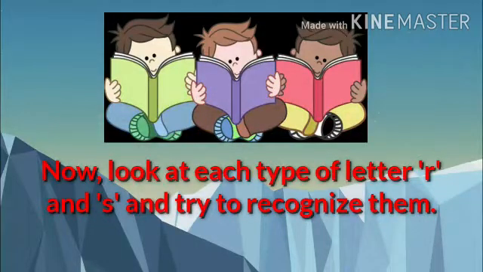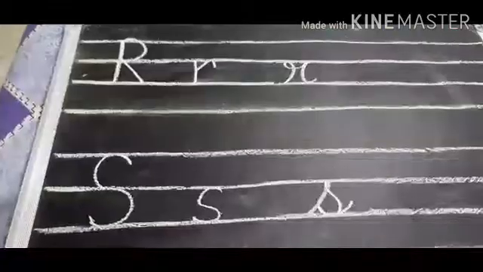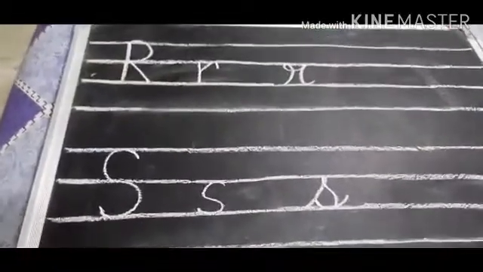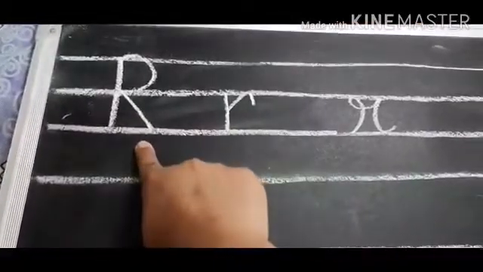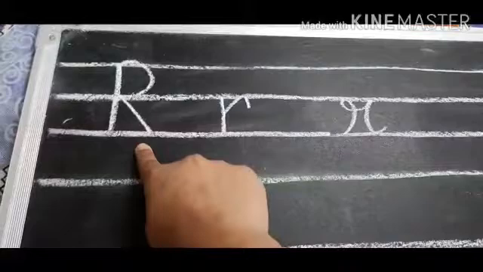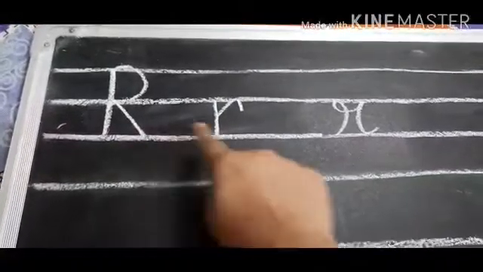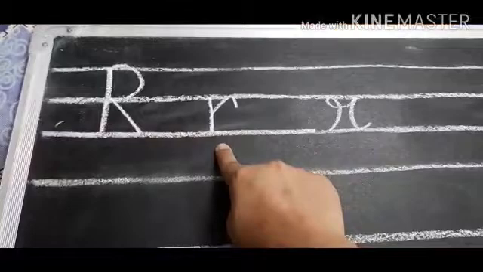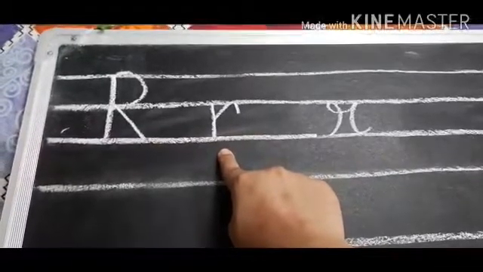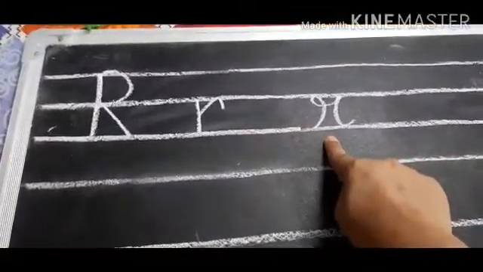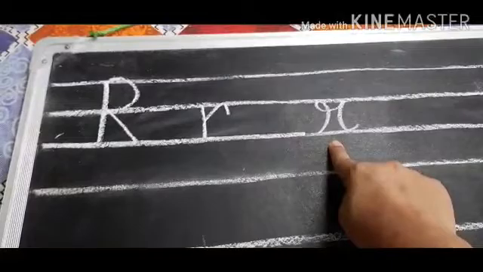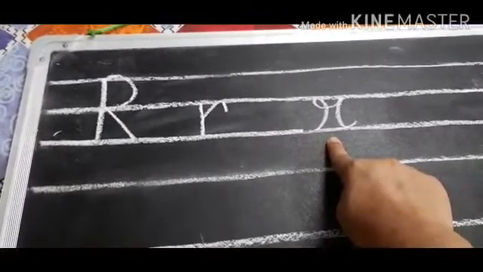Now look at each type of letter R and S and try to recognize them. Students, now look at the board. Now we are going to recognize each type of letter written on the board. Look here very carefully. What is this? This is capital print letter R. Repeat, capital print letter R. Next, what is this? This is small print letter R. Repeat, small print letter R. Next, what is this? This is cursive small letter R. Repeat, cursive small letter R.